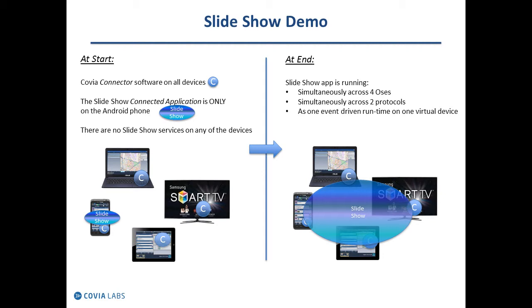At the start, I have 4 devices with 4 different OSs and 2 different wireless protocols. What's important to understand is that at the start, while there's a connector on each device, the slideshow application is only on the phone. There is no slideshow application or slideshow service running on any of the target devices. When I start the slideshow on the phone, I'll see a list of 3 nearby devices. After selecting devices from the list, the slideshow appears on the device's screens.